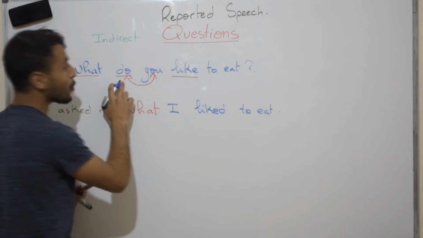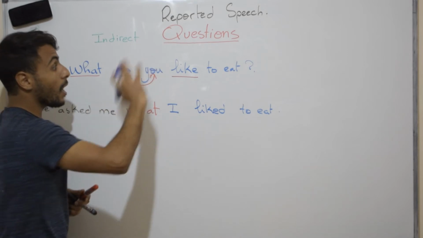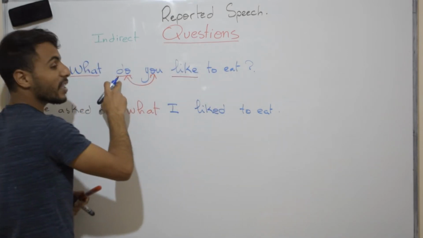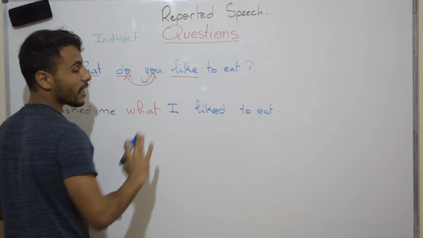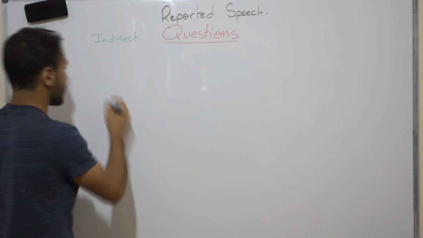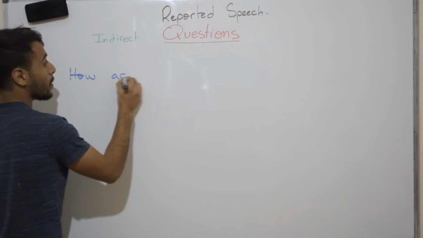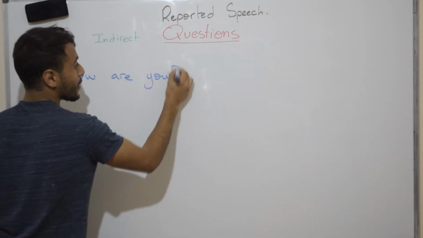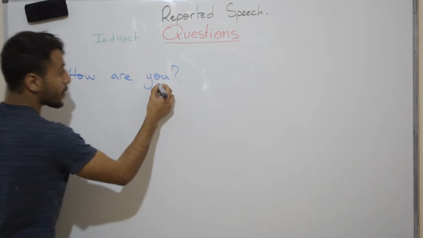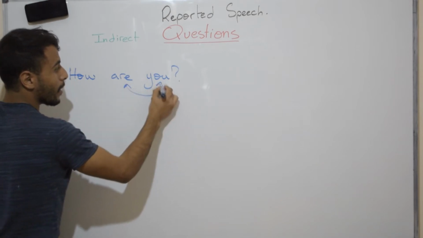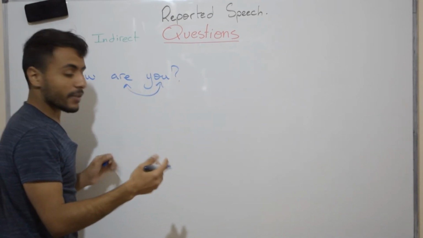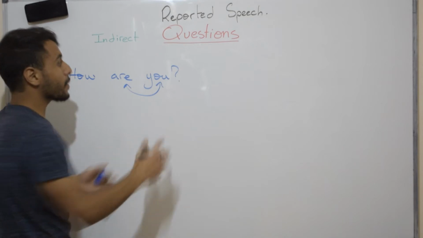As you can see, there is no do. Do is gone. Why? Because it was in question. We need do to make questions. It's not here anymore. Another easy example. How are you? It's very simple. So, how are you? As you can see, subject and the verb are not in their usual place. Normally, we should start with the subject. Why? Because it's a question.